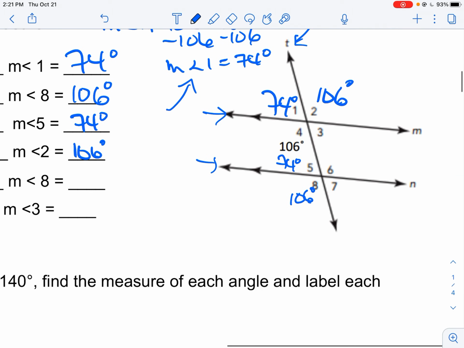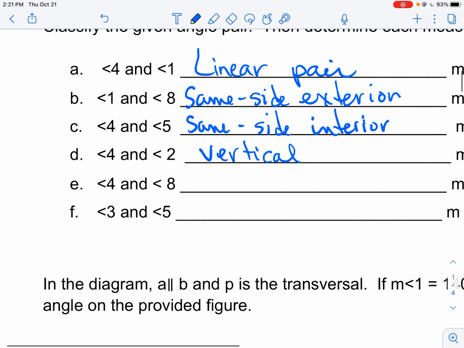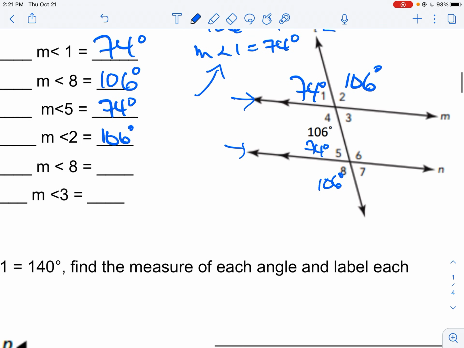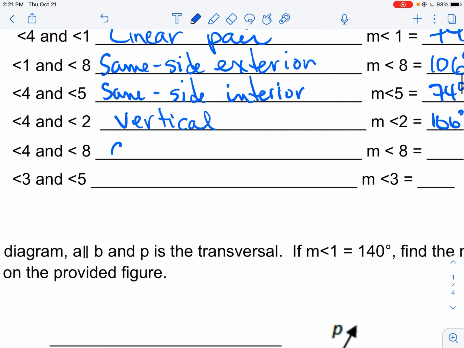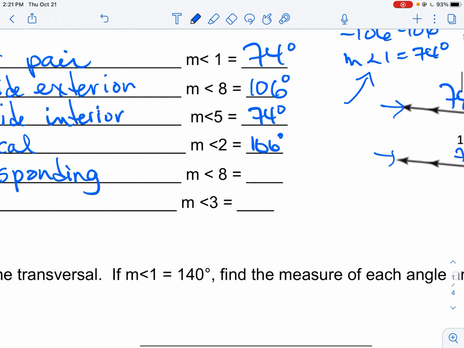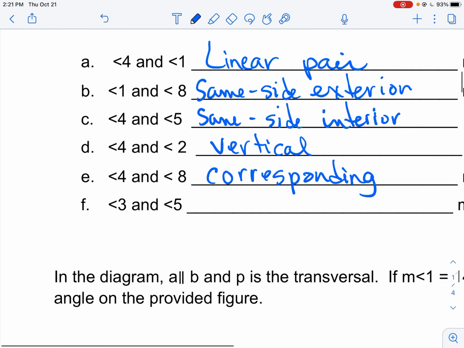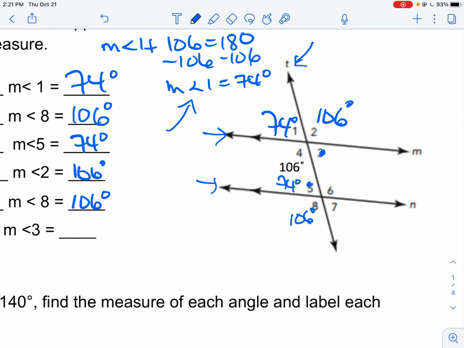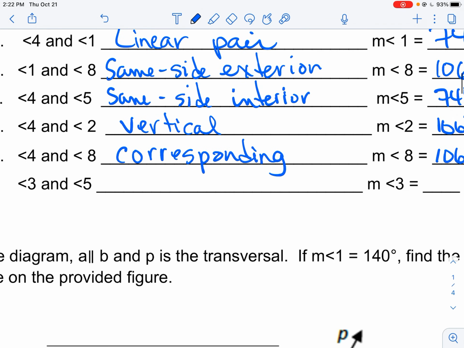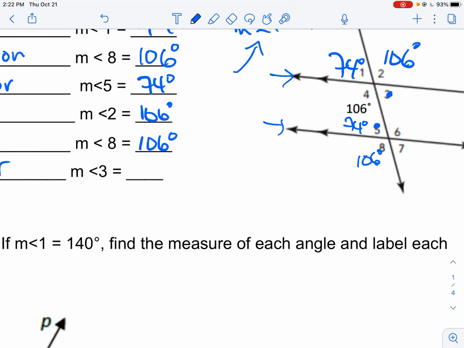Then we have angle 4 and angle 8. They are corresponding angles. And we already know the measure for angle 8. And then 3 and 5: these two angles right here are alternate interior angles, and alternate interior angles are congruent. So 3 and 5. Since 5 is 74, that means that 3 is 74.